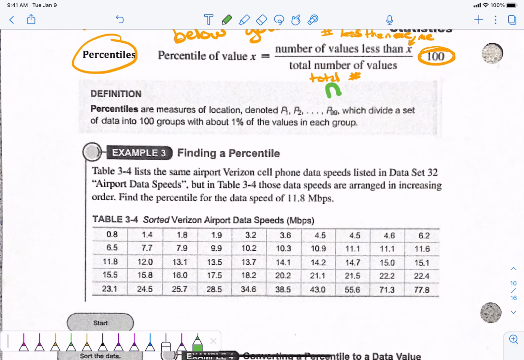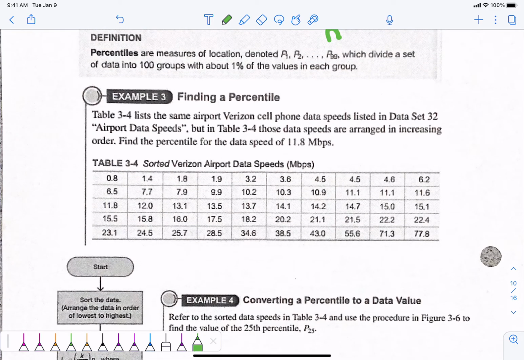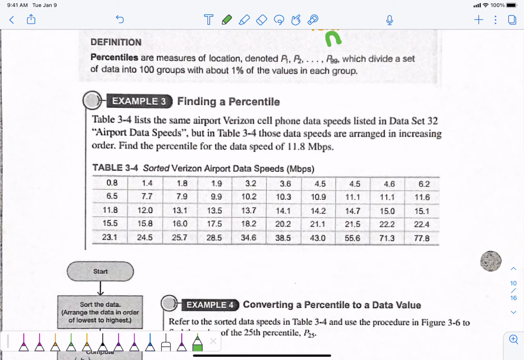All right, finding a percentile. We'll do this one and then we'll stop, okay? Table 3-4 lists the same airport Verizon data speeds we've been dealing with this whole chapter, but they've usually only given me like 5 data speeds. This is all of them, right? And how many of them are there? 10 across, 5 down, 50 total. So N is 50. And they want to know, find the percentile for the data speed of 11.8. And the good thing about this is they are in order for us.